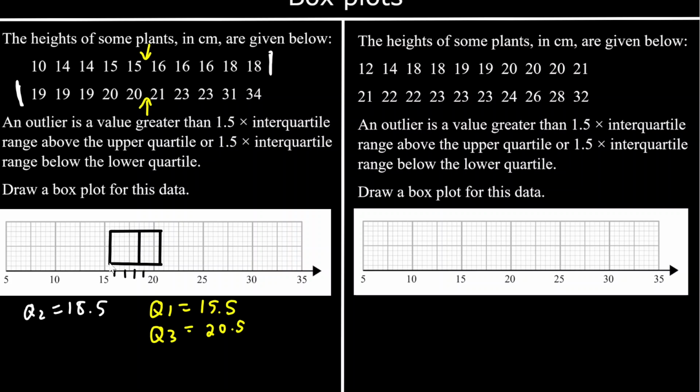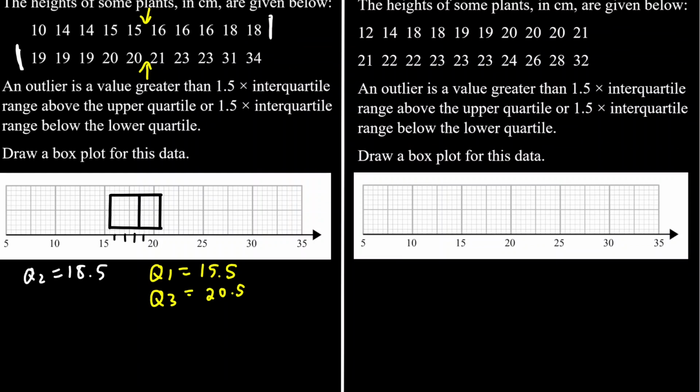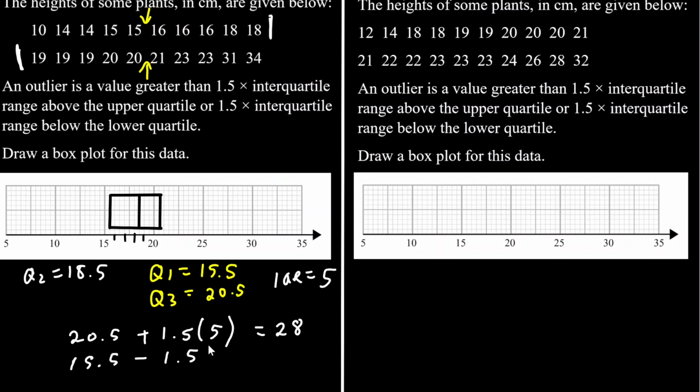Now let's work out if there are any outliers. So 1.5 times the interquartile range above the upper quartile, so that would be 20.5, plus 1.5 times the interquartile range, which is the difference between the upper quartile and the lower quartile, and that's 5. So 20.5 plus 1.5 fives is 28, and 15.5 minus 1.5 fives is 8.